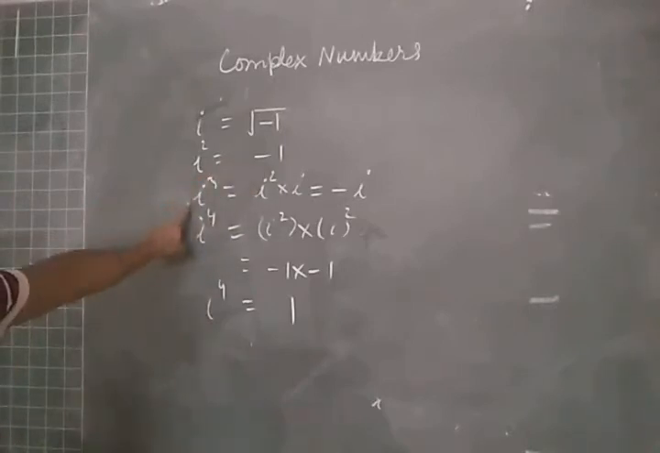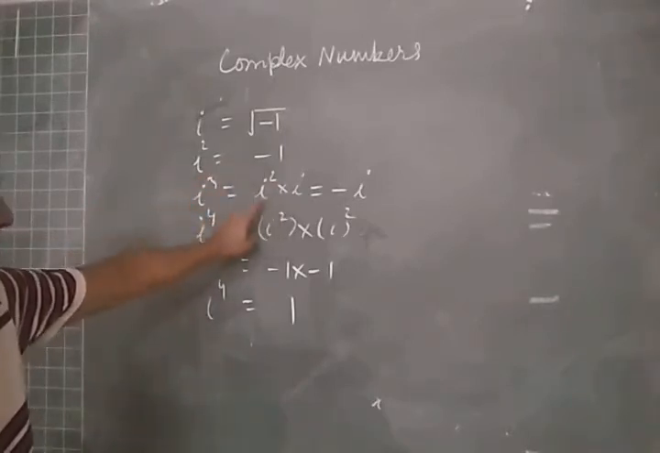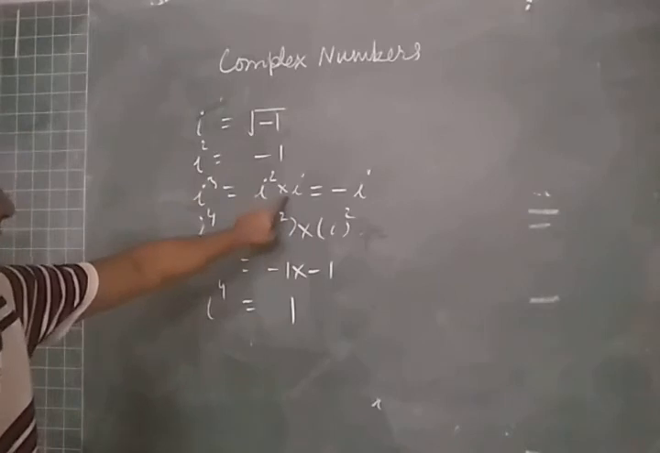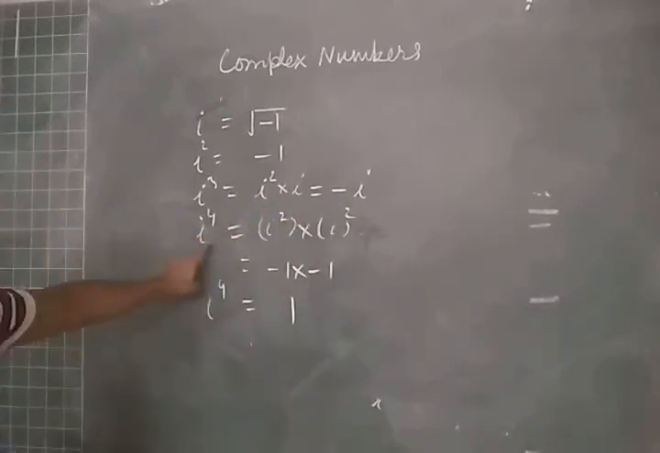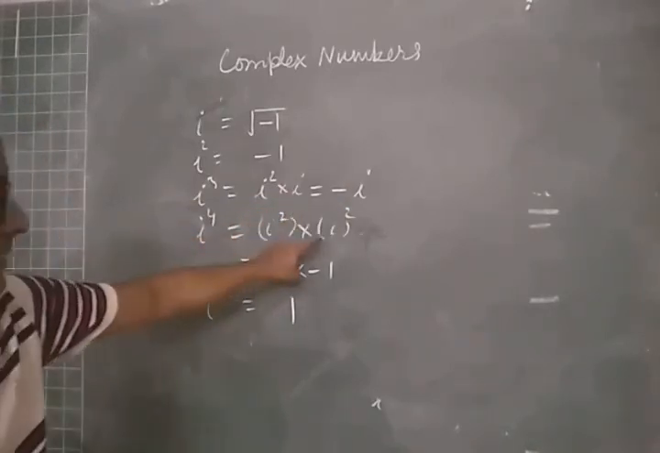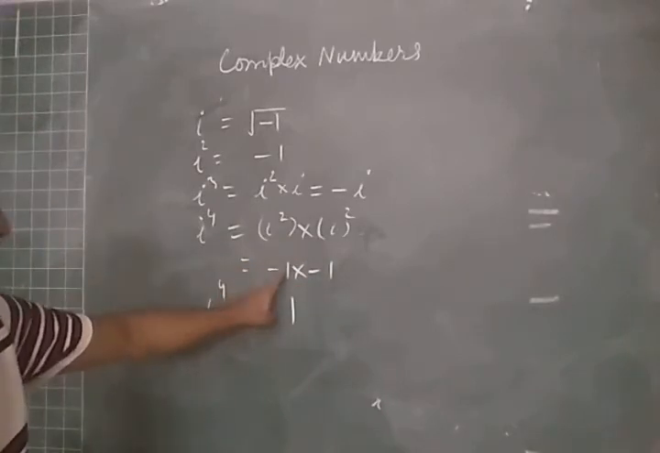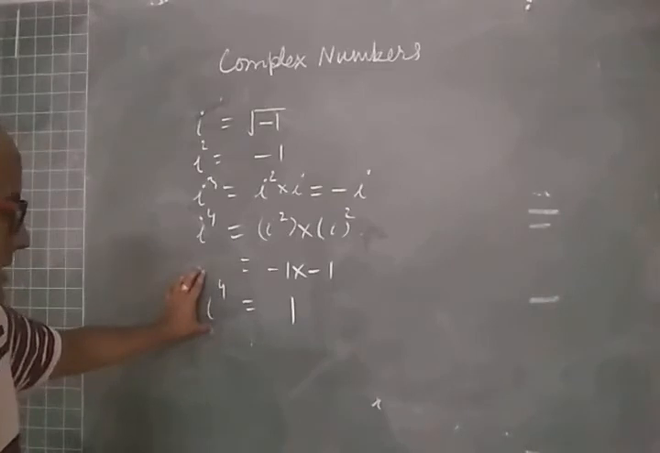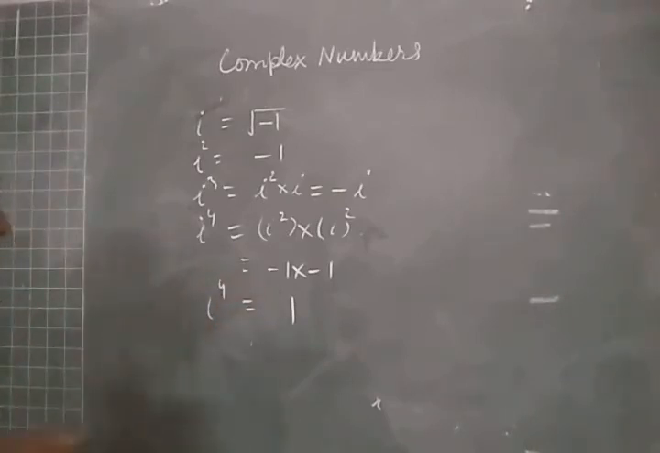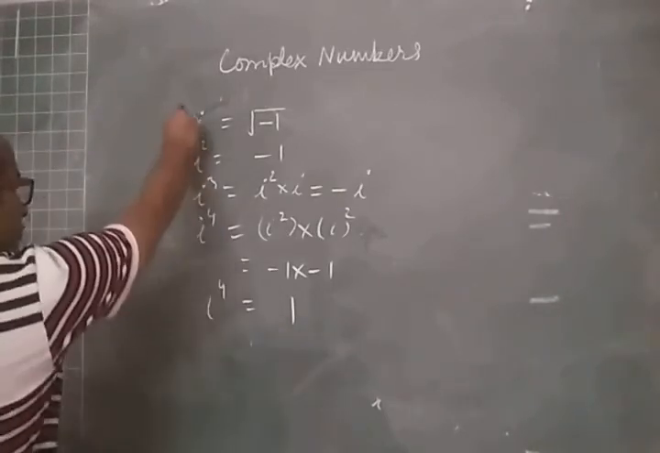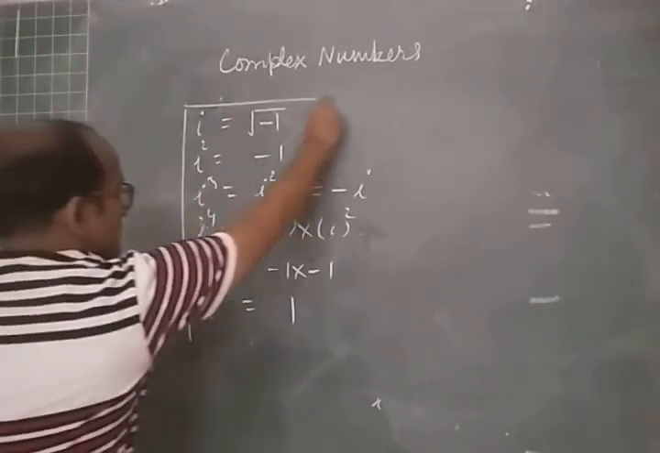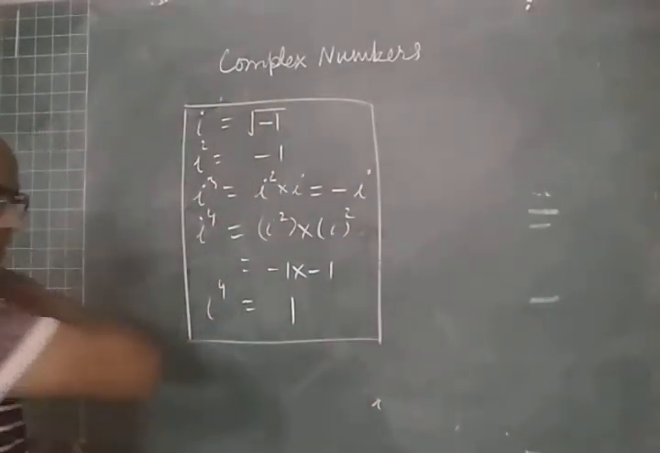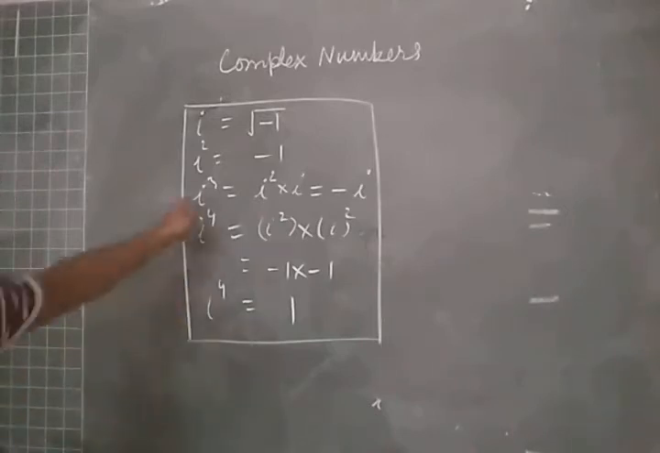Iota cube, you will write iota square into iota. Iota square is minus 1, and minus 1 into iota means minus iota. Iota 4, you can write iota square into iota square. This means minus 1 into minus 1, which is plus 1. So the value of iota raised to the power 4 is equal to 1. So there are these 4 values of iota related. We have to learn these.